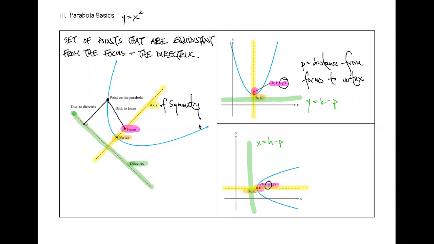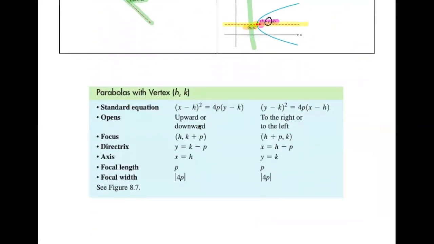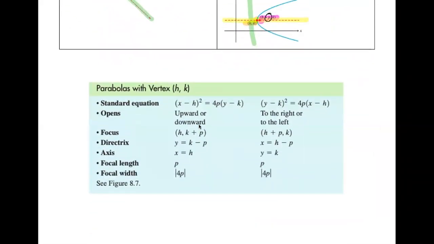But what I've included below is a chart for those of you who are like, you know what, I really like equations. I like to be able to memorize what I have to do. Do I add it? Do I subtract it? And so this is just a summary chart to help you figure that out, okay?